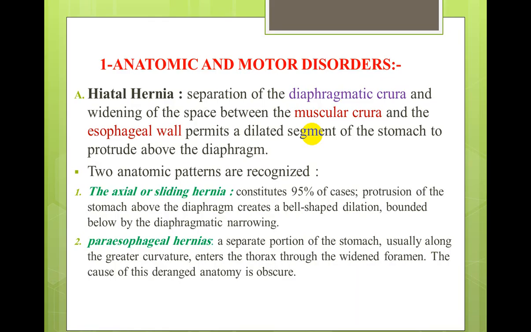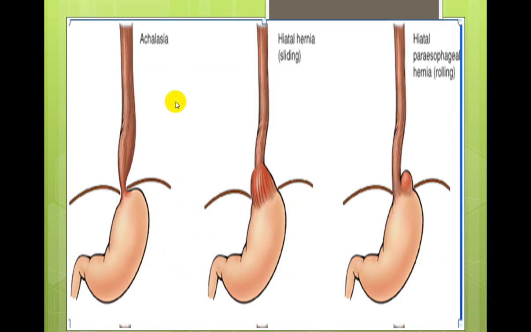Pathology of esophagus. First, anatomic and motor disorders. A. Hiatal hernia. Hiatal hernia means separation of the diaphragmatic crura, which results from separation of the muscular crura or widening of the space between the muscular crura and the esophageal wall.